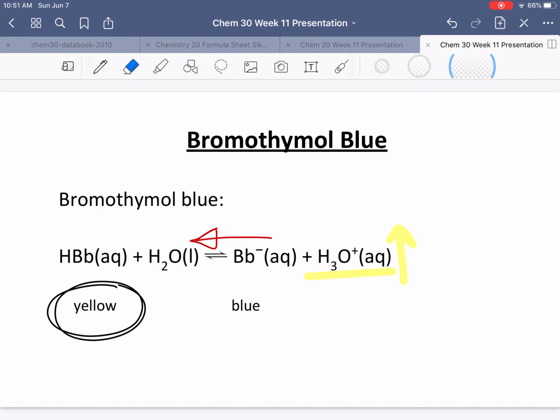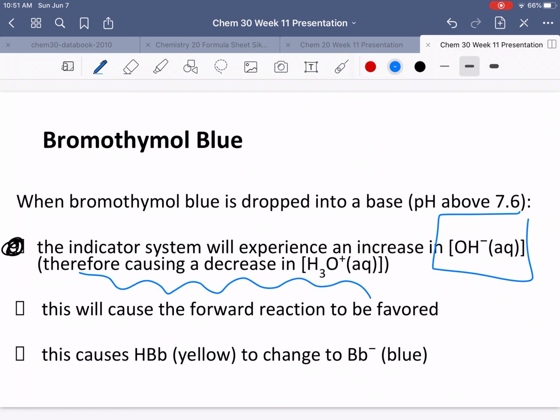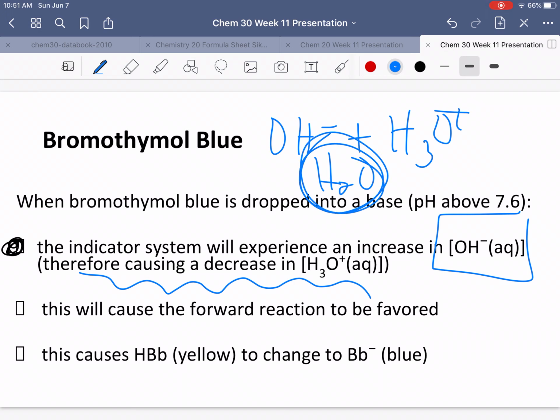What if we do the opposite and we put a base in our bromothymol blue? Well, similar type idea, right? And we talked about this already. You're going to end up with an increase in hydroxide concentration, therefore causing a decrease in hydronium. Why? Because it will react, guys, right? Hydroxide is going to naturally react with the hydronium. Of course it is. Strong acid, strong base. When it reacts with that, we're going to form water, which will cause the forward reaction to be favored. The forward reaction is a blue color.